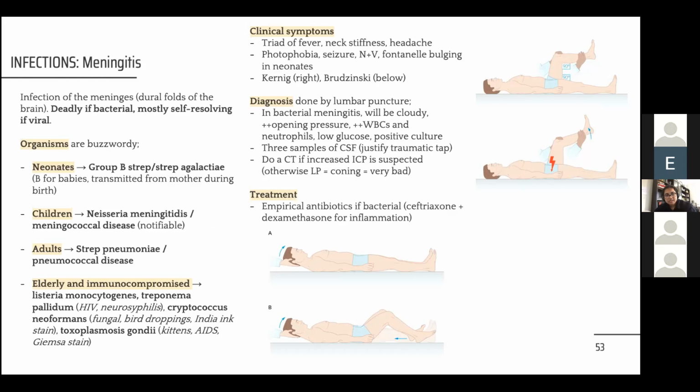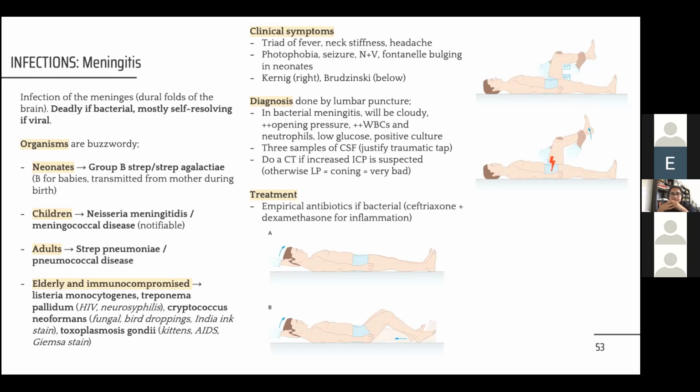Your symptoms are fever, neck stiffness, headache, so the classic triad. You can also get photophobia and seizures. Seizures less likely because it's not actually affecting the brain. And in babies, because their skulls aren't fully joined together, the fontanelles, the soft bits between the sutures of their skull, might bulge because the brain and the meninges are swelling.